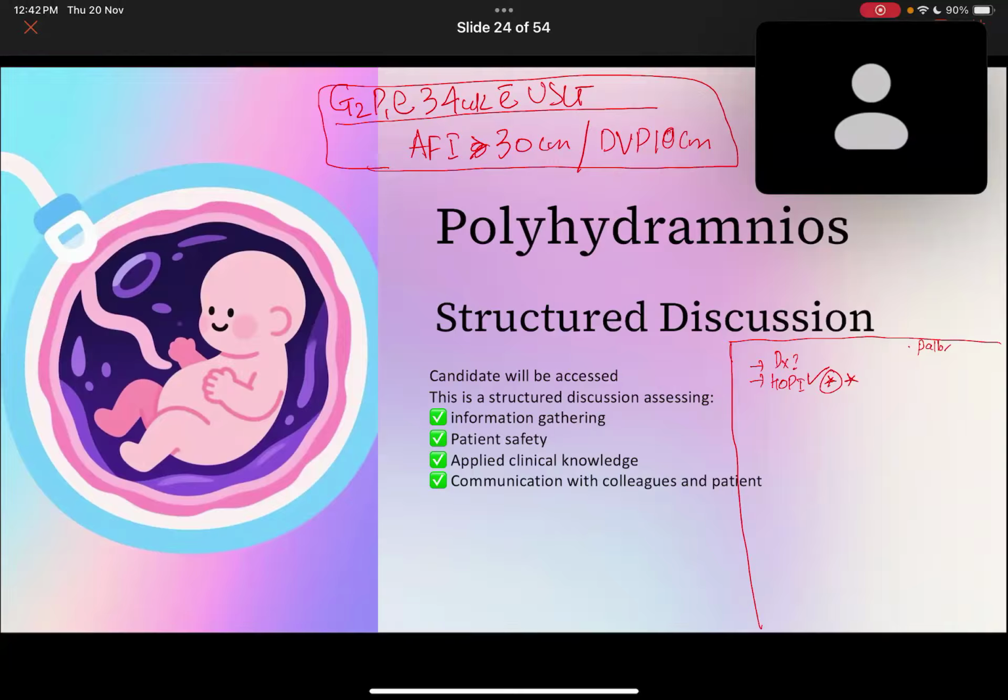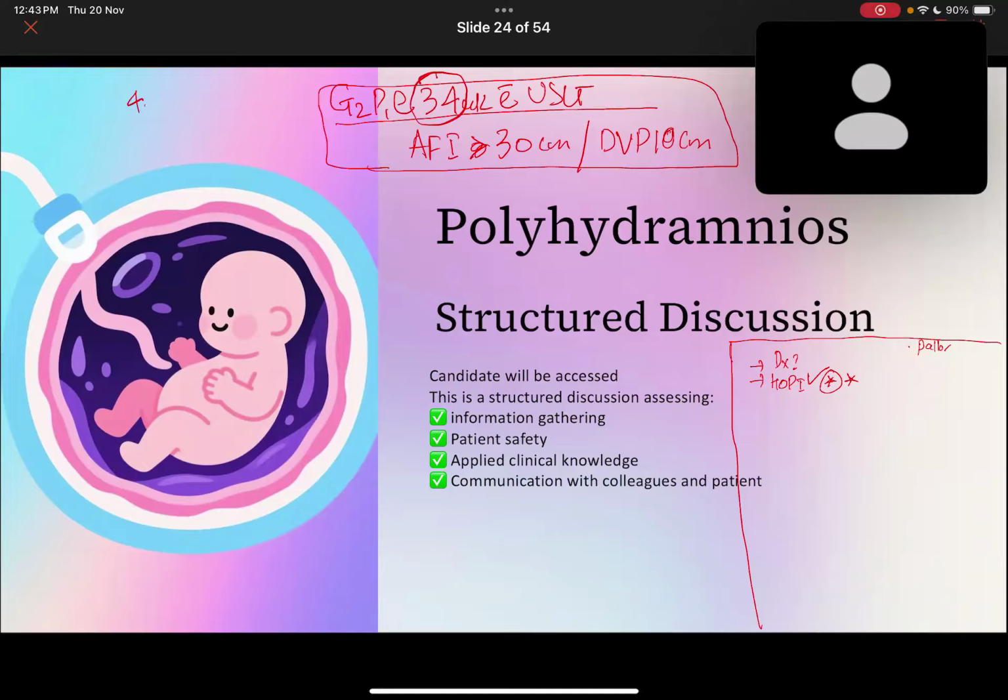Okay. Her ultrasound reveals the amniotic fluid index is 30 centimeters, and at 34 weeks her estimated fetal weight is 4.5 kg. And now, OGTT is normal. How will you manage this patient?